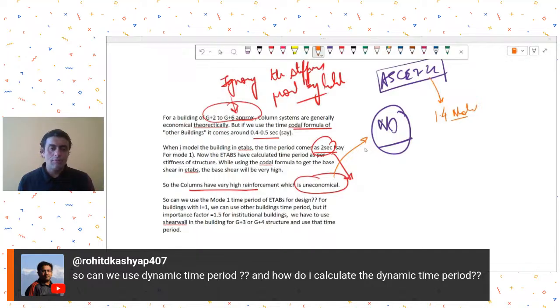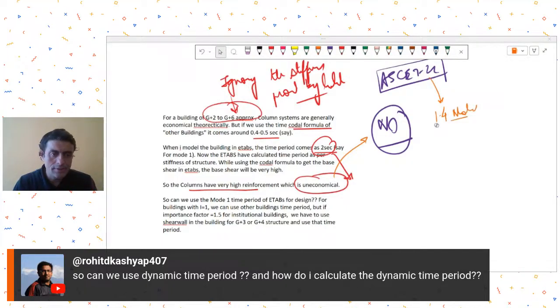He is asking, can we use dynamic time period, and how do I calculate the dynamic time period? No, there's nothing like dynamic time period. You do a response spectrum analysis, and in response spectrum analysis, you consider the presence of all the modes of vibration and accordingly calculate the base shear. But then remember, you are still required to do the base shear scaling. Base shear scaling for response spectrum analysis is anyway required by the code. All right.